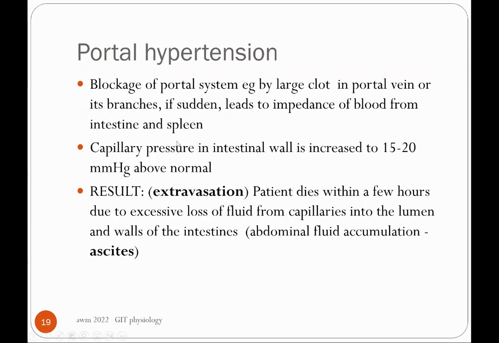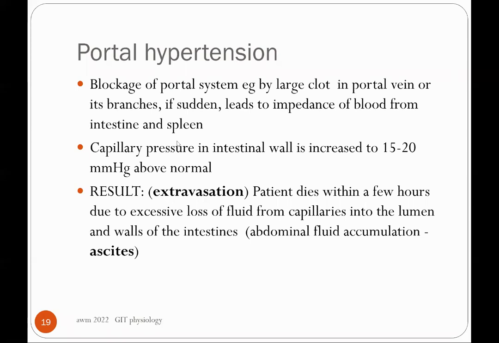And once you get damage and the liver is not able to dilate and accommodate this blood, you can end up with portal hypertension. So you get a blockage of the portal system, either by a large clot in the portal vein or any of its branches. And if this is sudden, it can lead to impedance of blood from the intestine and the spleen. The capillary pressure in the intestines is increased, as we said, from the backlogging. And the result is extravasation. We said fluid leaves the blood vessels.